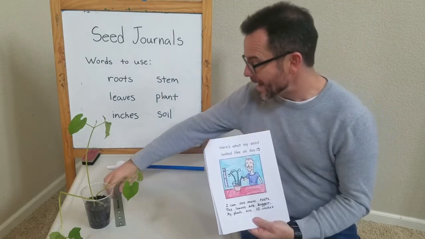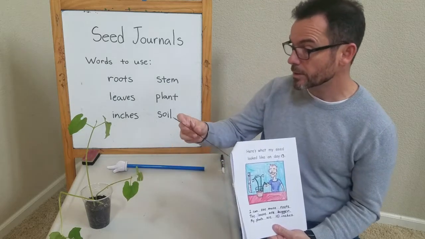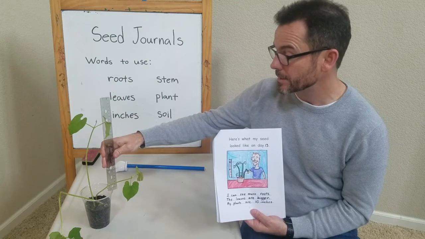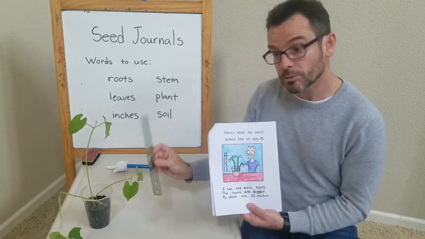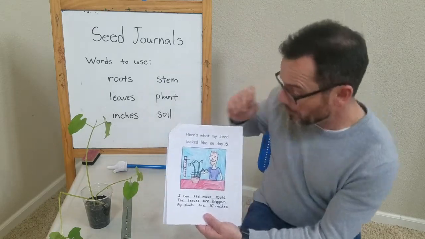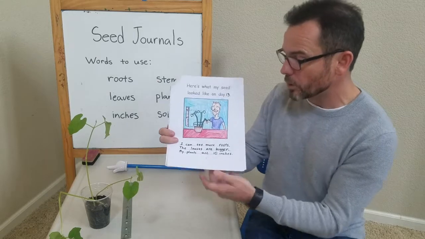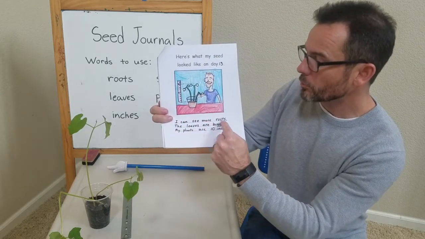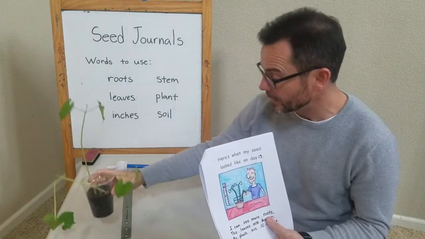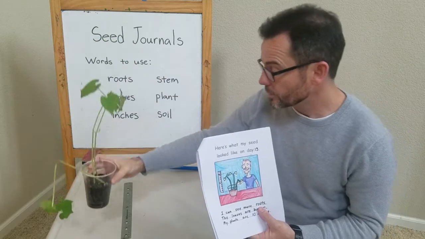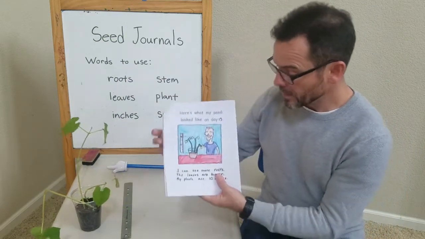Now, one thing that I did is I used a ruler to measure how tall my plants were. And actually, I can see it's grown even a bit since then. But if you used a ruler to measure yours, you might have used the word inches. In mine, I went ahead and wrote, I can see more roots. And of course, I was looking in here, and yep, I saw a lot more roots in the soil there, so I wrote that down.